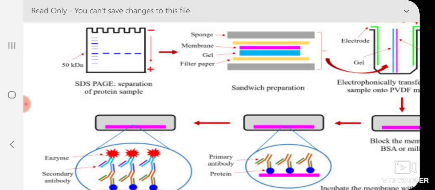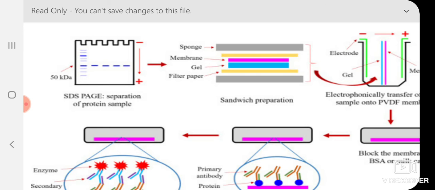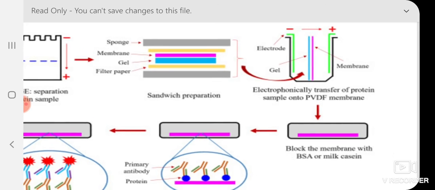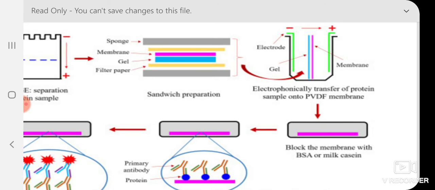Once this gel is ready, the gel is the blue color. On top of that you keep the PVDF membrane and you cover both sides with filter paper and sponge. Then you clip this and vertically dip it in a transfer solution. Electrophoretic transfer of protein sample to the PVDF membrane. So proteins are negatively charged, and the gel should be towards the negative electrode, and the membrane should be towards the positive electrode.